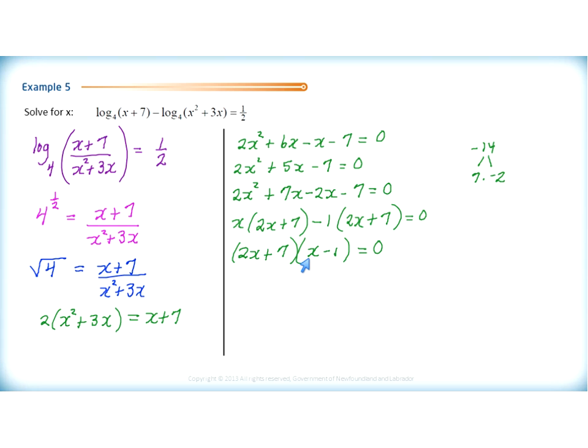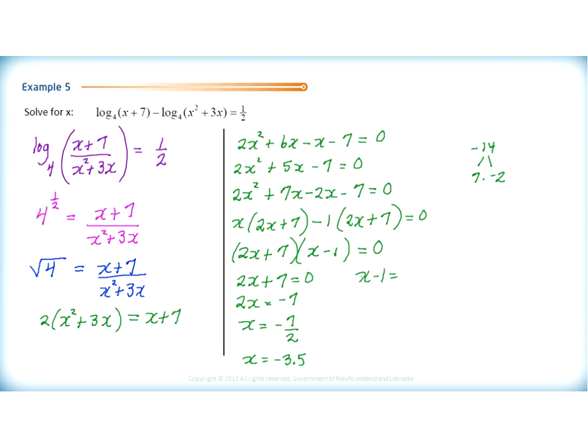At this stage, you should use your FOIL method to check and make sure that your factors are correct. So we have 2x times x is 2x squared. Your outside terms, the product is a negative 2x, plus the product of your inside terms, 7x, is a plus 5x, and your last terms, the product is a negative 7. So the factors here are correct. So then we have 2x plus 7 is equal to 0, 2x is equal to a negative 7, so x is equal to a negative 7 over 2, which we know is equal to a negative 3.5.